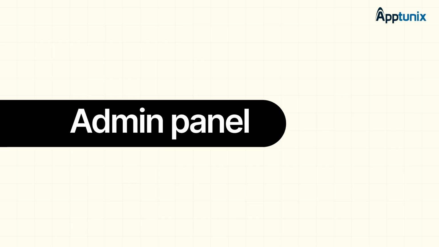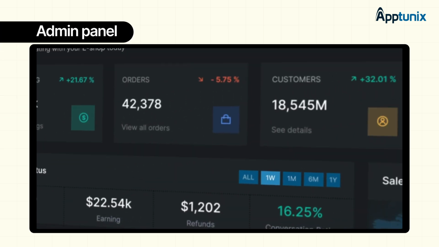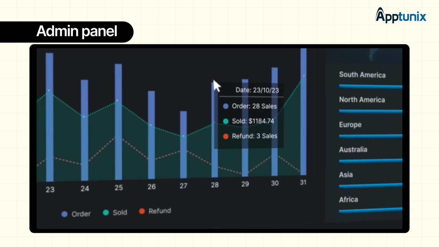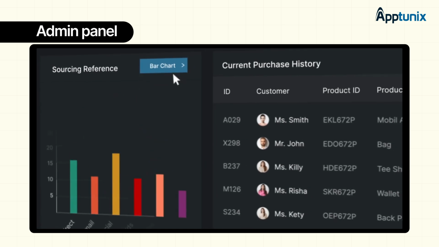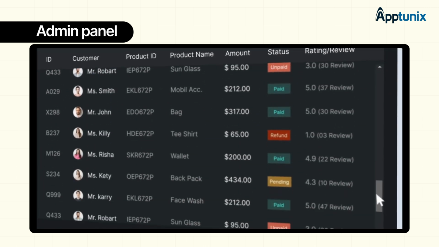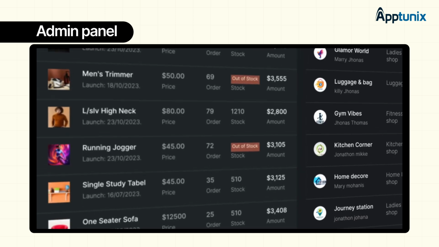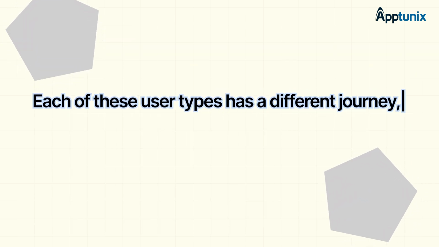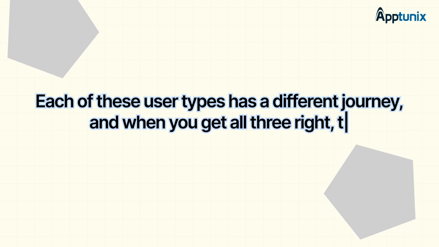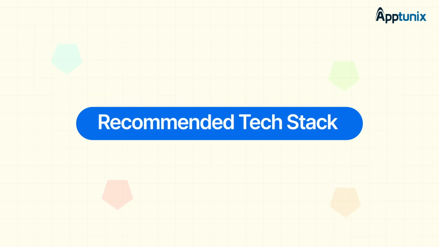Finally, the admin panel. This is your control room. You'll need tools to set and manage commissions, handle disputes between buyers and sellers, oversee all user activity with vendor and customer management tools, and of course, dive into the numbers with a solid analytics dashboard. Each of these user types has a different journey, and when you get all 3 right, that's when your marketplace starts to scale.